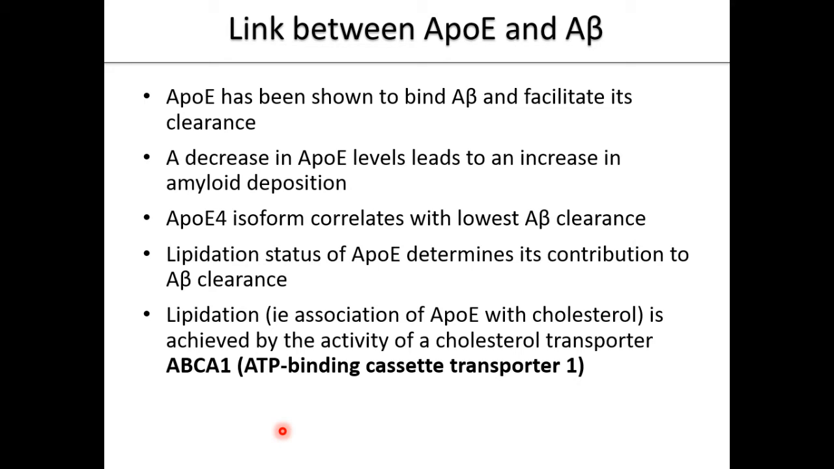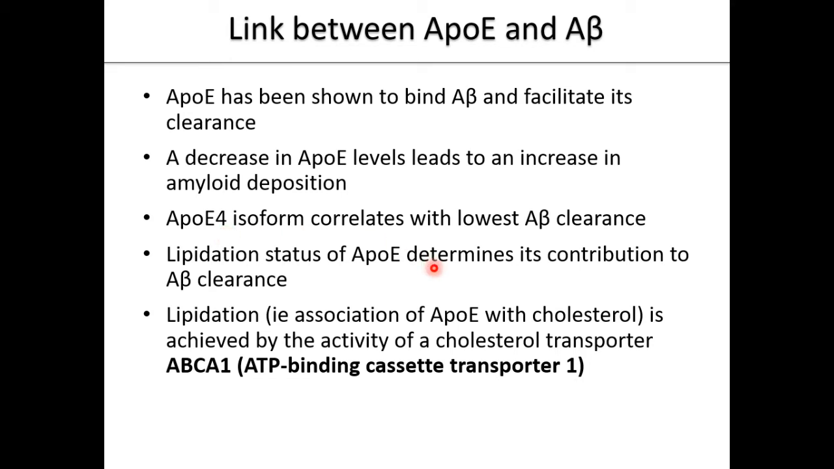So why ApoE? Why do we care? What's its relationship to this A beta? Why do we keep hearing about ApoE4 and the risk factors for Alzheimer's disease? So ApoE has been shown to actually bind to and clear A beta from the brain, and it's been found to increase the clearance of A beta from the brain. If we start decreasing the levels of ApoE, it actually means that we increase the amyloid deposition. ApoE4 is the form that seems to bind the least with amyloid beta. So if we're producing amyloid beta, and this is a mechanism to eliminate it once we produce it, ApoE4 is the isoform that correlates with the least clearance of A beta.